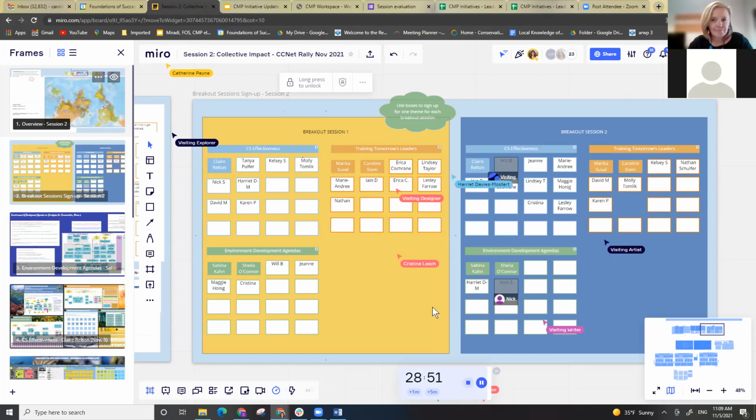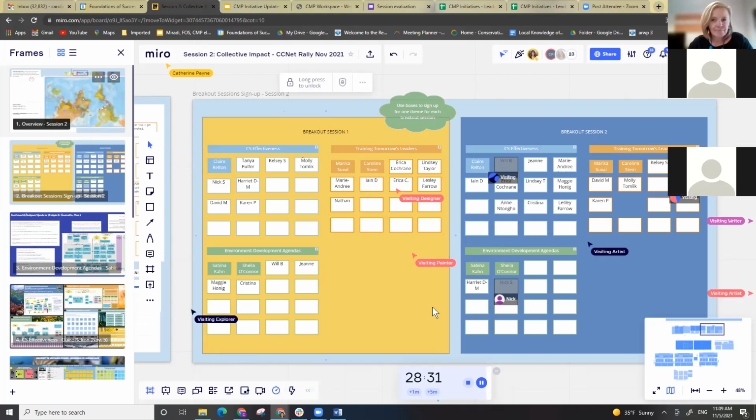I signed up for effectiveness in session 1. Okay, Molly, great. And training tomorrow's leaders for session 2. Great, I'll send you to the first one and we'll get you assigned the second time. Awesome, thanks. Hi, Caroline. Hi, Molly. Great to see you. You too.